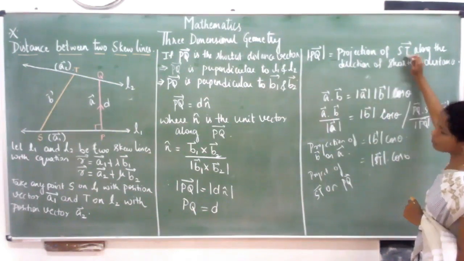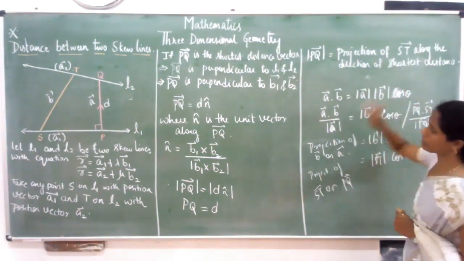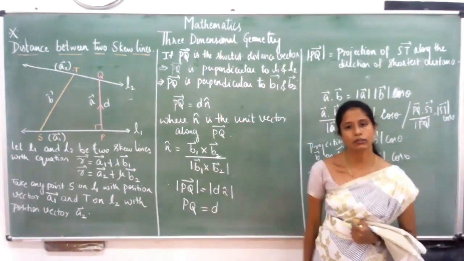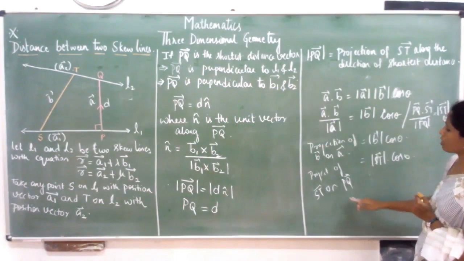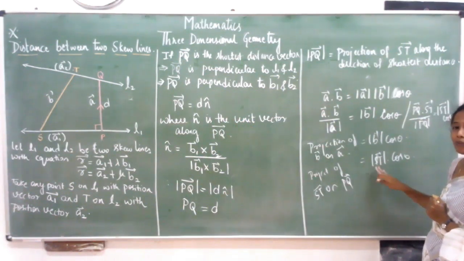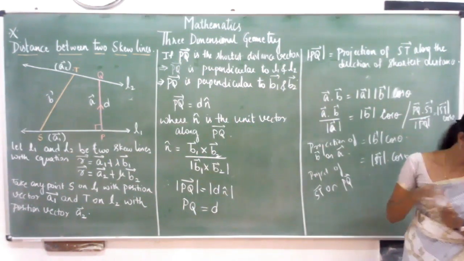This is the projection of ST along the direction of the shortest distance. What is the shortest distance? It's nothing but the vector PQ. I have taken vector PQ as the shortest distance vector. So on that, it will be equal to magnitude of ST into cos theta.